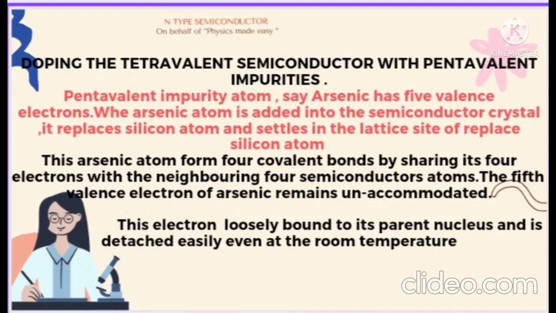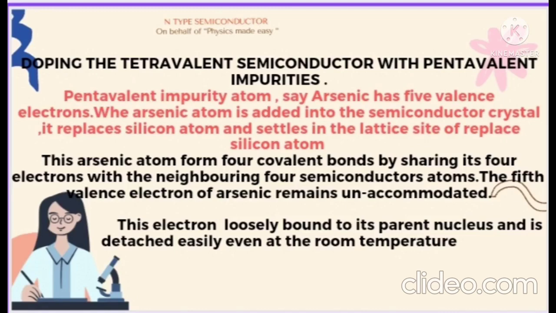We can take the pentavalent impurity, for example, arsenic, which has 5 valence electrons in its outer shell. When an arsenic atom is added into the semiconductor crystal, it replaces a silicon atom and settles in the lattice site of the replaced silicon atom, and this arsenic atom forms 4 covalent bonds by sharing its 4 electrons with the neighboring 4 semiconductor atoms. But what about the fifth one?